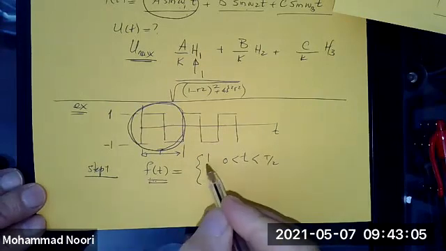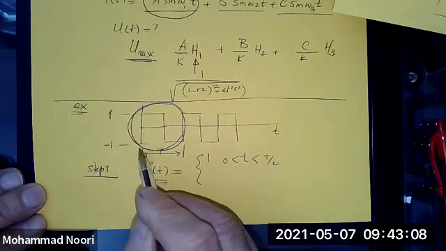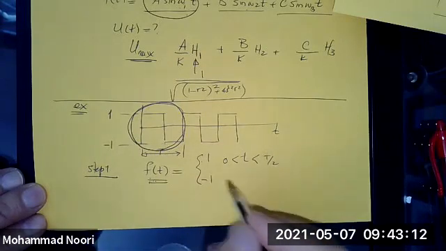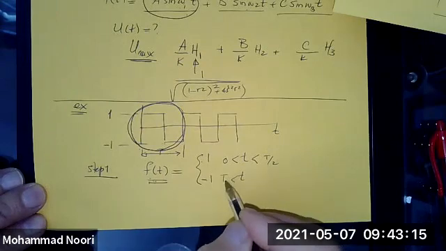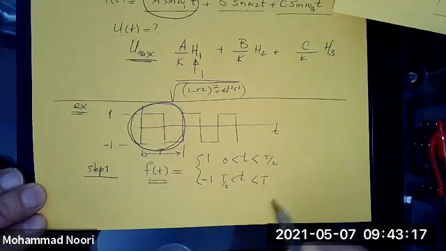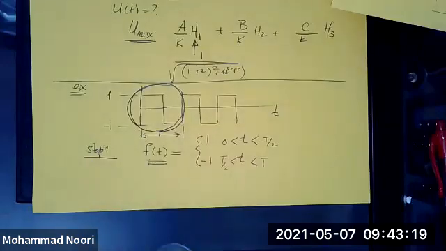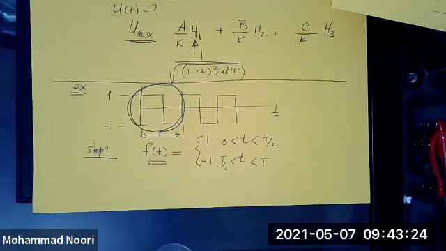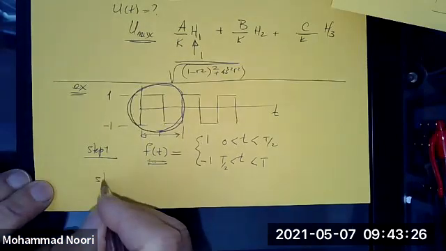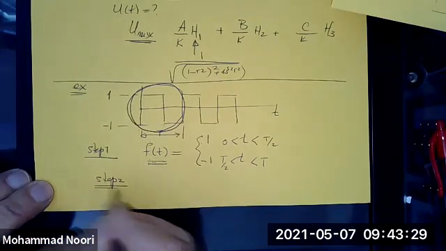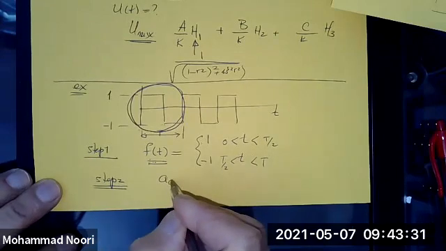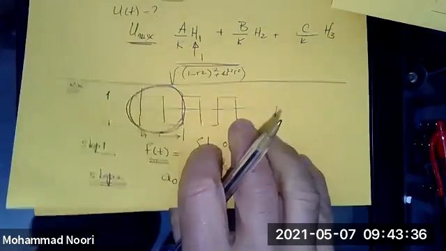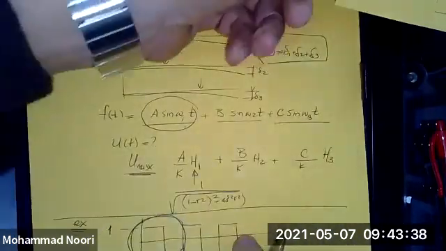Is this right? It is 1 between 0 and half period, and it is -1 when t is greater than half period, less than 1 period. So that is the mathematical expression for this function during its first period. Then as the second step, what you need to do is to evaluate A naught, AN, and BN. So let's do that.